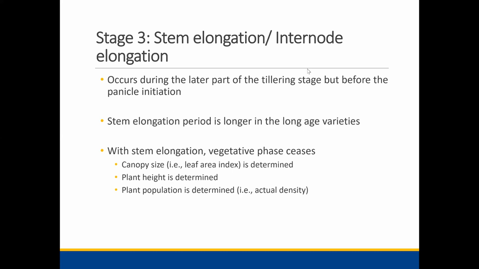So when we study the end of the vegetative phase, we said that canopy size, plant height, and plant population, that is the density, are almost determined at the end of this stage.